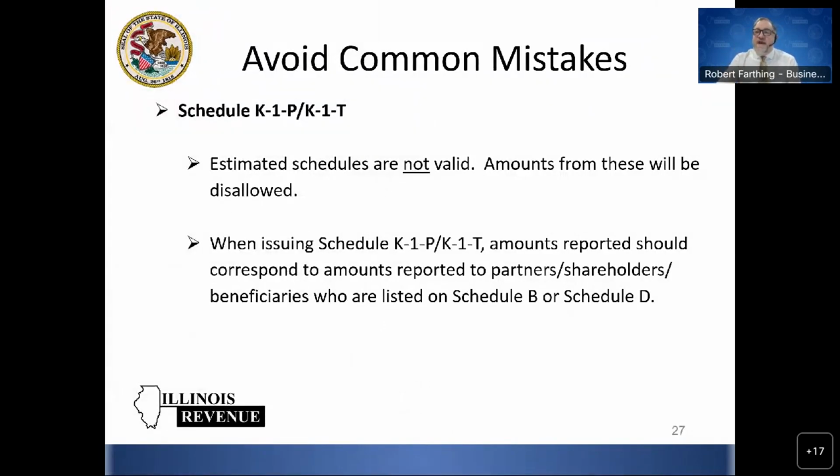When it comes to Schedule K1P or K1T, we will only accept schedules which have been issued to the taxpayer. An estimated schedule is considered invalid. Make sure that you have an actual K1P and not one which has been estimated. When issuing the Schedule K1P or K1T to your partners and shareholders, be sure that the amounts shown on them correspond to the amounts reported on your Schedule B for each partner or shareholder, or on Schedule D for each beneficiary.